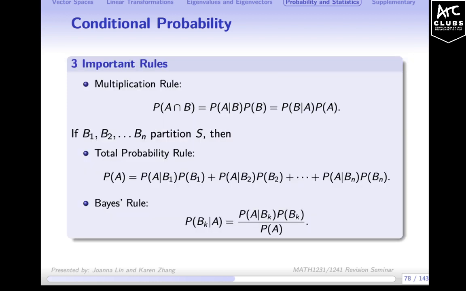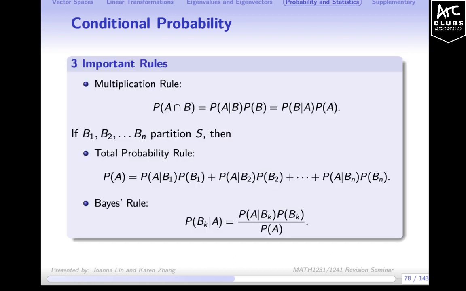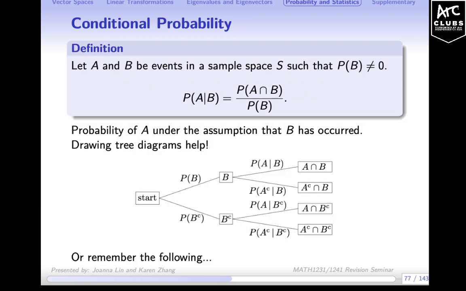So there are 3 important rules in this section. The first one is called the multiplication rule. Now this one is basically just rearranging your definition, right? So A intersection B is equal to the probability of A given B times the probability of B. And again, it works the other way as well. It's literally just a fancy way of using your tree diagram. You just multiply the branches.